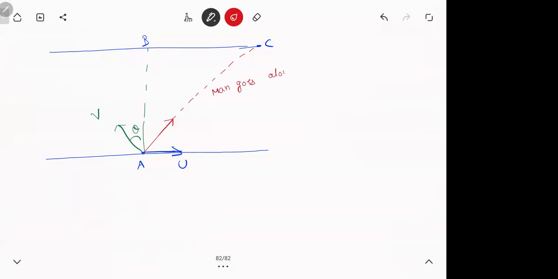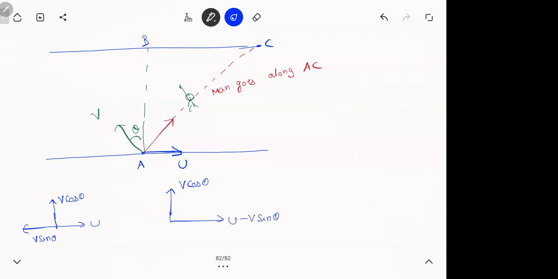Man goes along AC, resultant. Meaning if you see him from the ground, you think he's swimming along AC. Meaning this is how it looks. He's looking somewhere else, but he's going along the red line. Clear? So then take out the components. V cos theta, V sin theta, U. So what are the resultants? V cos theta, U minus V sin theta. And I know this angle is 45. So the resultant is at 45.